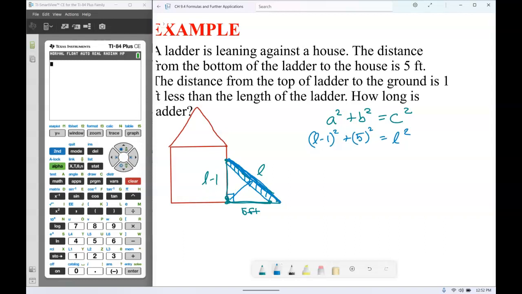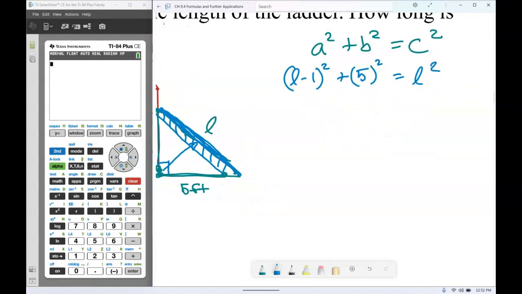Go ahead, expand and simplify the left-hand side. What do we get? Say again? Yep. You're missing a term. All right, and we simplify the left-hand side. What do we get? Okay, now what?